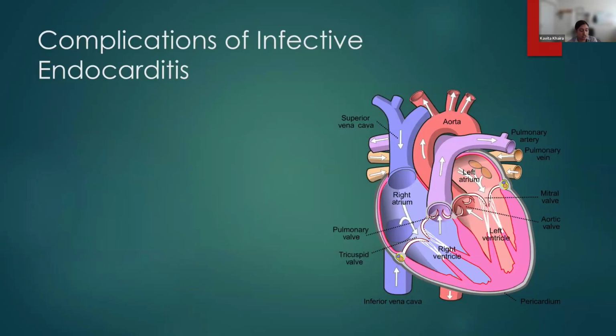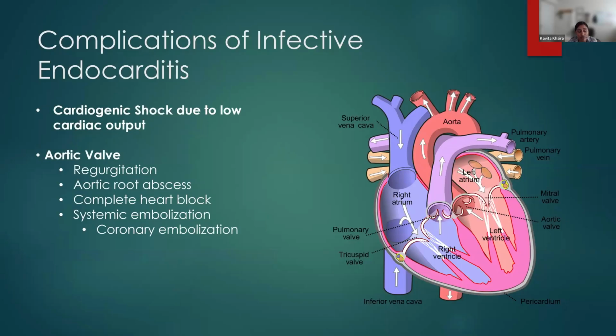But essentially, the complications of infective endocarditis are that they can certainly have cardiogenic shock due to low cardiac output, but in aortic valve involvement, they can get regurgitation and aortic root abscess, and they're also very high risk for having complete heart block. That's because the AV node is right here, and the aortic annulus is right here. If you have any root abscess or edema, it can press on that AV node and cause complete heart block. So anytime you see endocarditis with complete heart block, you should be thinking aortic valve, and that's usually a surgical emergency. It's a class 1 indication for surgery.